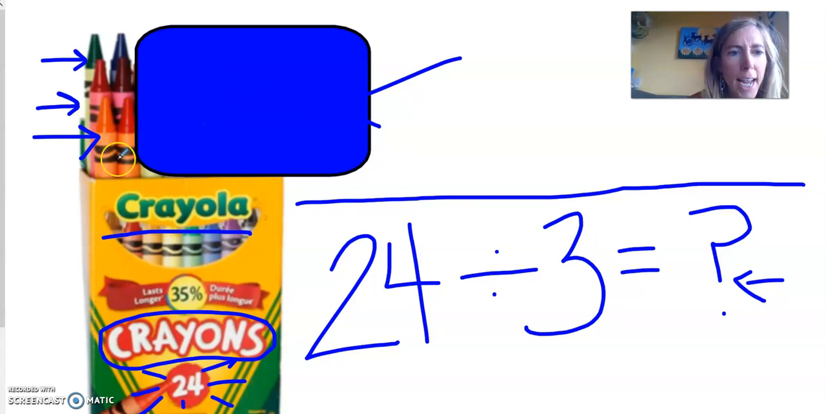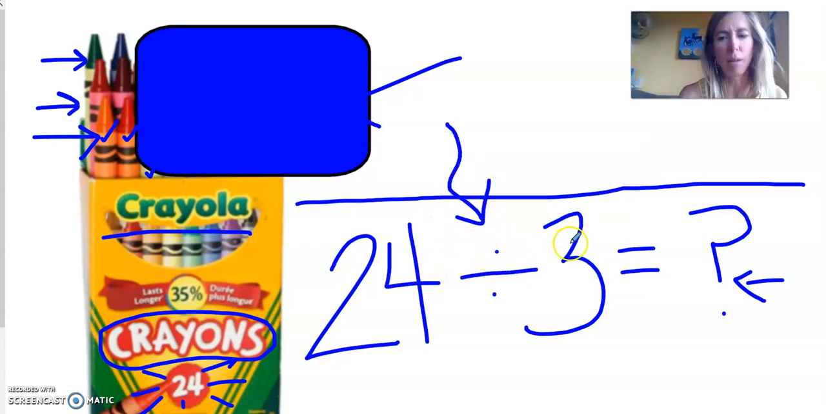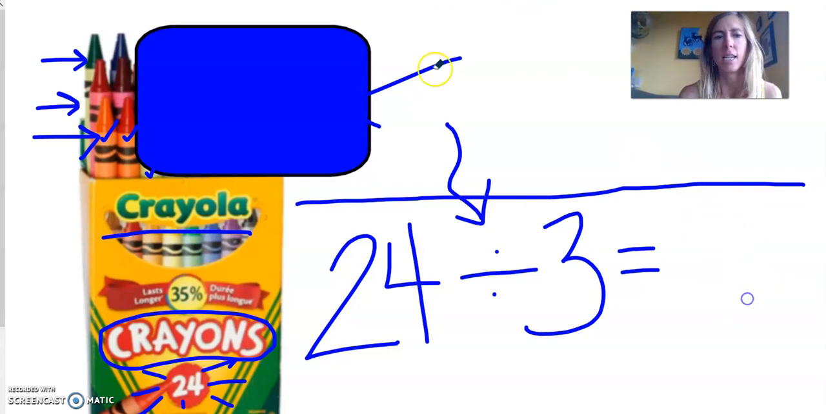Do we know right now how many crayons are in each row? I have 1, 2, 3, I could like make a guess, but there's gonna be the same amount in each row. So that's why we have division happening. So I need to take that 24 and I need to divide it up into groups of 3. So in each row, are we just gonna have 1 crayon? No, we can see that it's more than that.